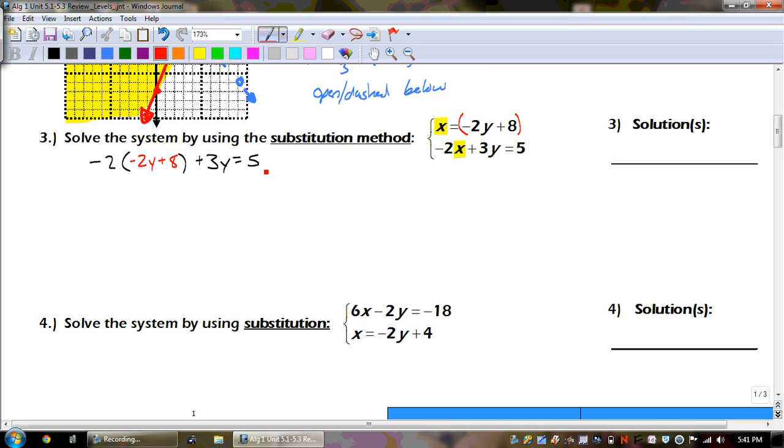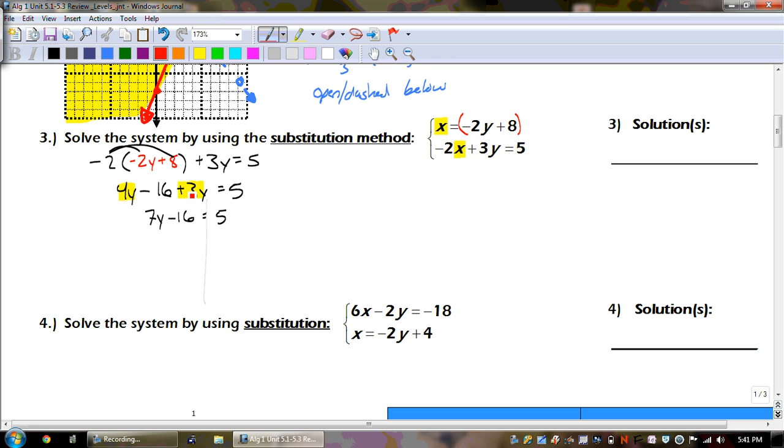This is our check right here to make sure all of our variables are the same. I'm going to distribute the -2, and we get 4y minus 16 plus 3y equals 5. Our next step is to combine like terms. 4 plus 3, we get 7y minus 16 equals 5.